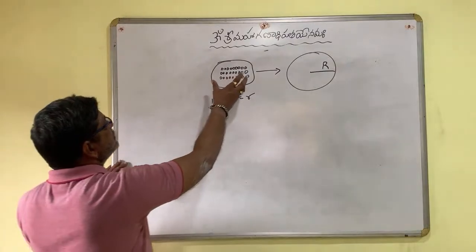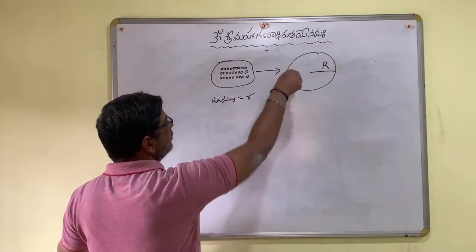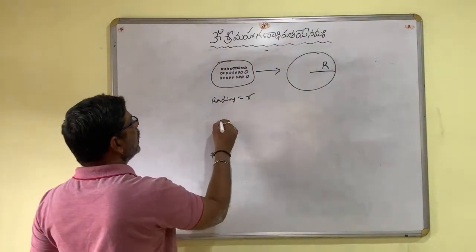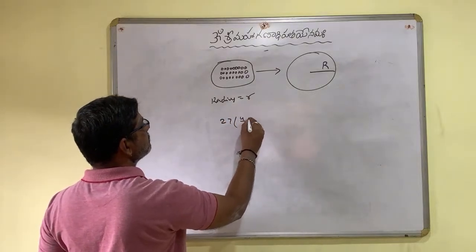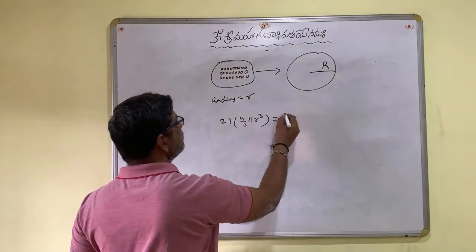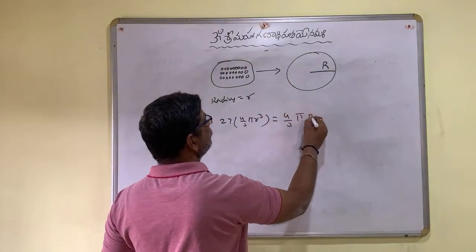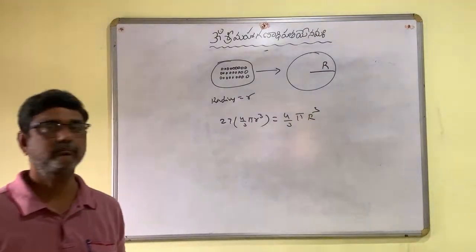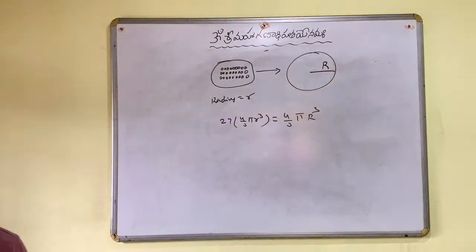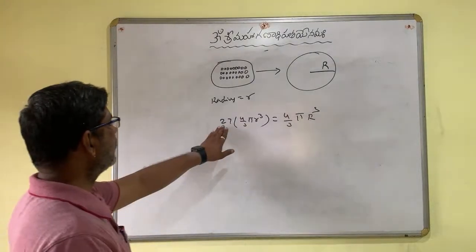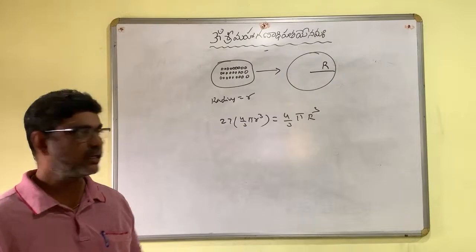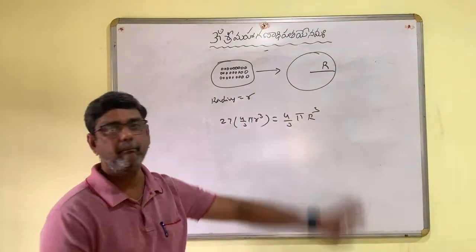Now, since these many spheres are melted and form a big sphere, the volume of 27 spheres is the same as the volume of the big sphere. That is what you have to understand. 27 small spheres are melted and they form a big sphere. That means the volume of 27 spheres is the same as the volume of that big sphere.